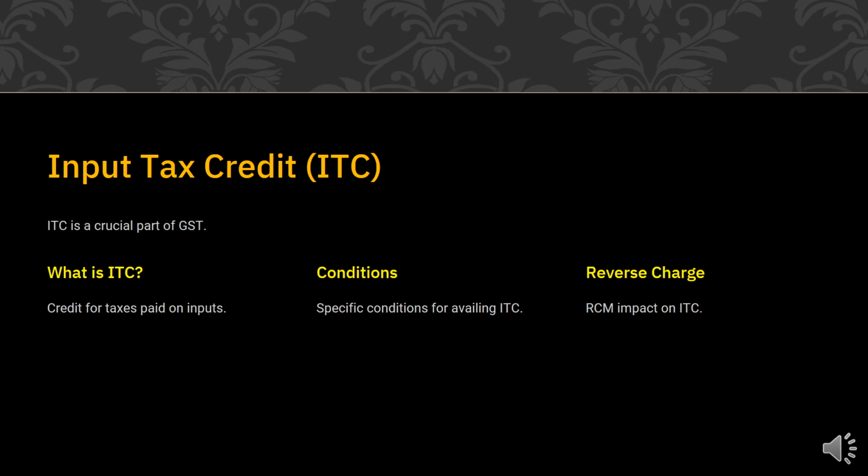Reverse charge under GST. The reverse charge mechanism is the method of paying GST by the recipient rather than the seller. In this situation, the recipient or receiver assumes the responsibility for tax payment rather than the seller. When is this reverse charge under GST applicable?